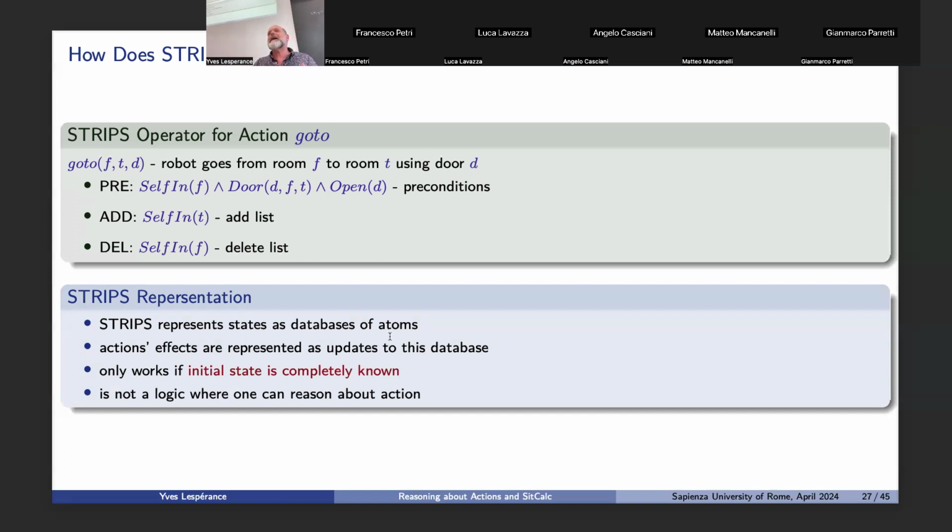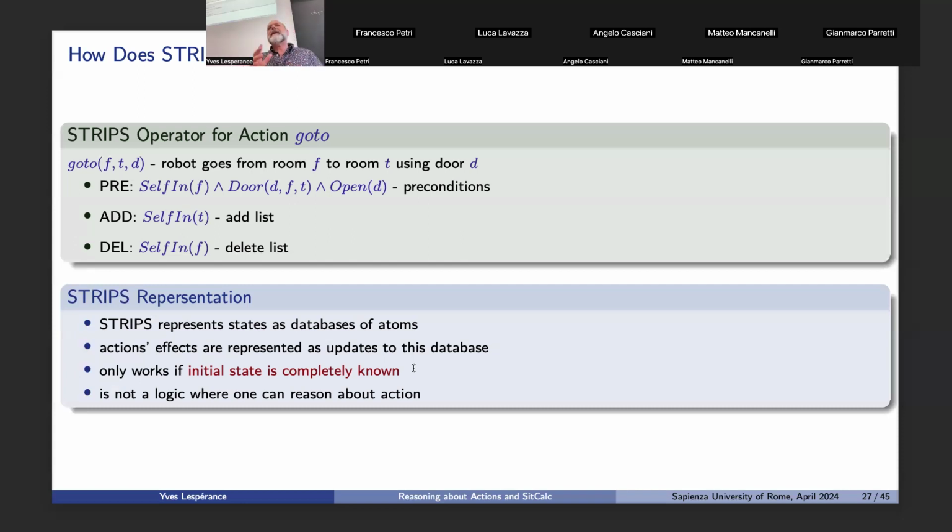It represents states as databases of atoms, and the action effects are represented by updates to this database. You delete some atoms and add some atoms to this database that represents the state. And this is very simple, but it only works if the state that you're starting with is completely known.